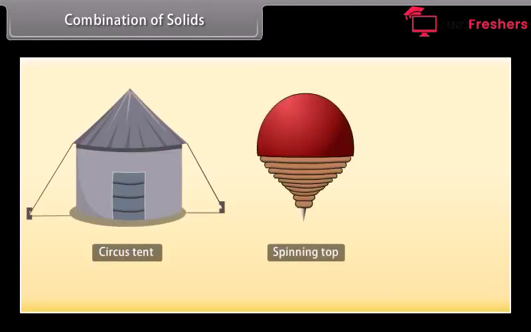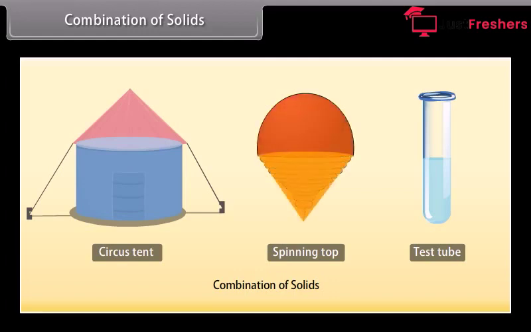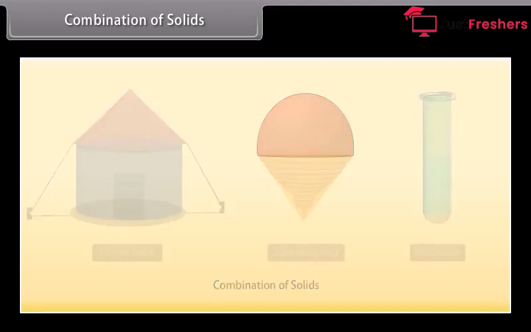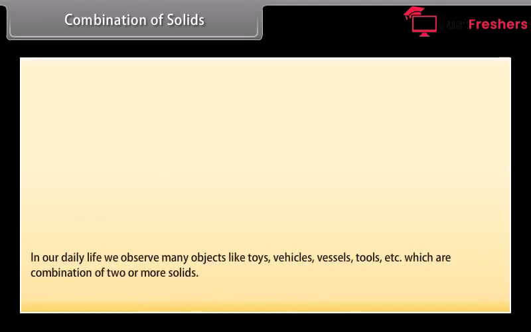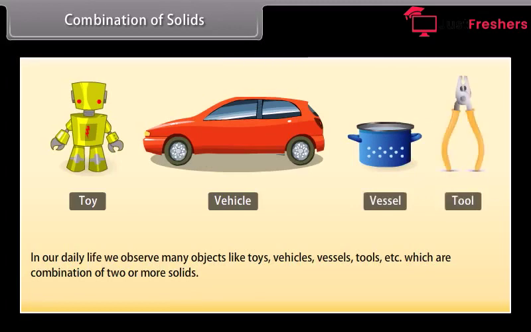Combination of solids. Students, look at these solids. These solids are made up of two or more solids. Here we can clearly see that a circus tent is a combination of a cone and a cylinder. A spinning top is a combination of a hemisphere and a cone. And the test tube is a combination of a hemisphere and a cylinder. In the same way, in our daily life we observe many objects like toys, vehicles, vessels, tools, etc., which are combination of two or more solids. Let's learn to find their surface areas and volumes.